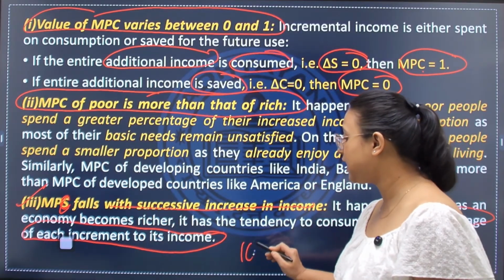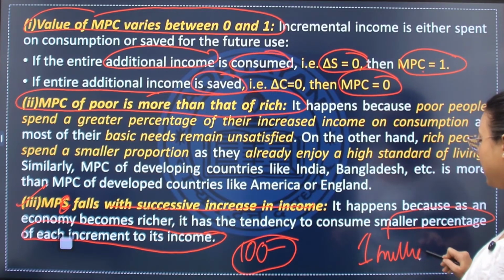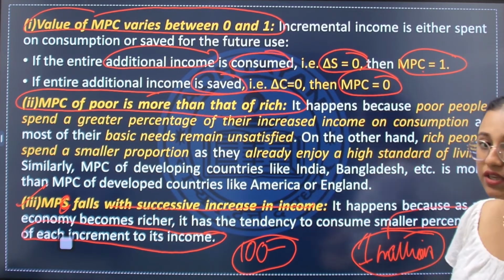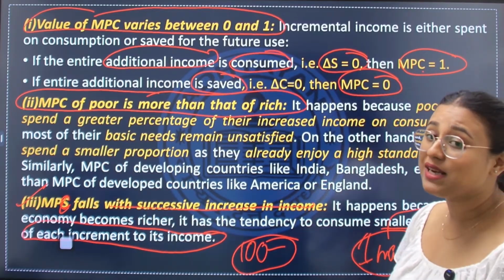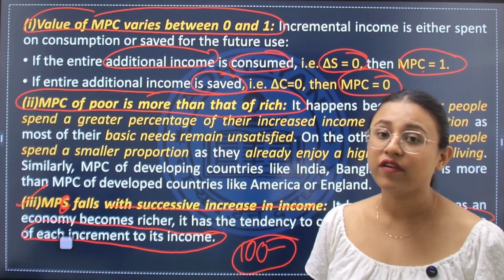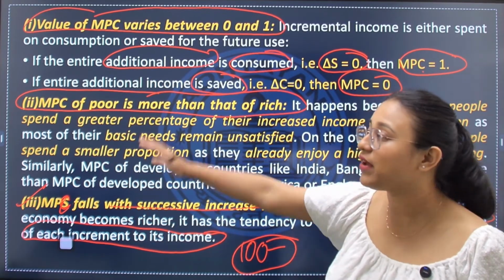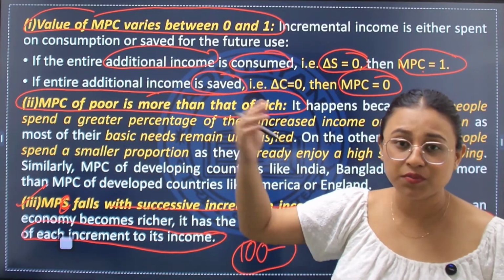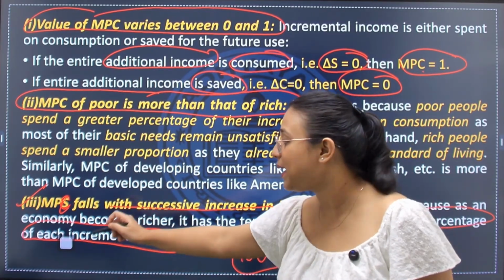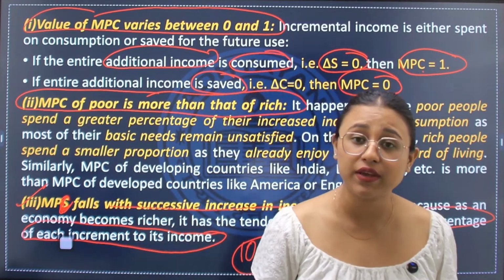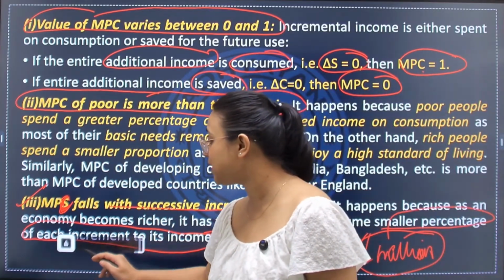and therefore you will not try to spend more on consumption, but you will reduce your consumption level. That means if you have 100 taka, you will spend all of it on consumption, but if someday you earn 1 million, because you have already experienced and consumed everything, now that your income is 1 million you will spend less on consumption and you will save more. Understood? Therefore MPC falls with increase in income. Fine. Value of MPC is 0 to 1, MPC of poor is more than MPC of rich, and MPC falls with successive increase in income. This will be MPC, not MPS, because we are dealing with propensity to consume and not propensity to save. I hope you are clear till this much.